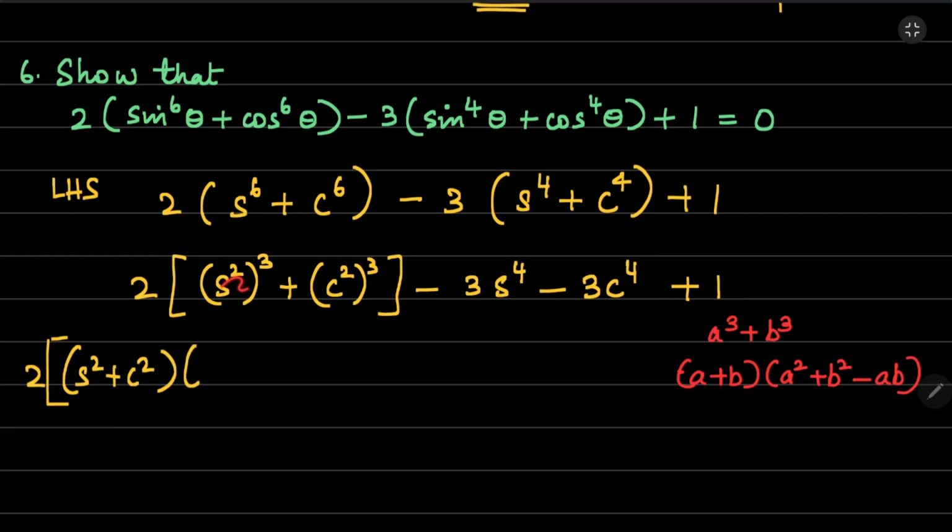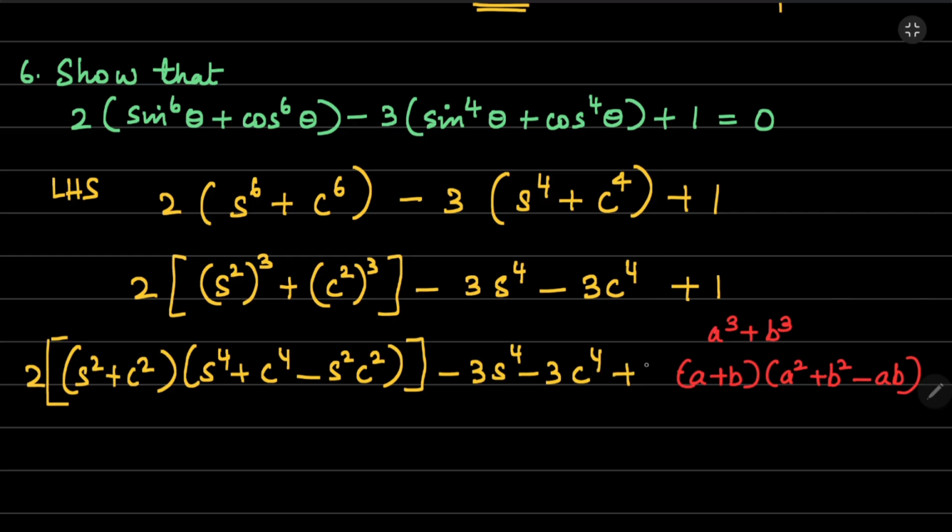square. So this is a. So what is this a square? It is sine to the power 4 plus cos to the power 4 minus ab, so minus sine square cos square. Right? Minus 3 sine to the power 4 minus 3 cos to the power 4 plus 1.